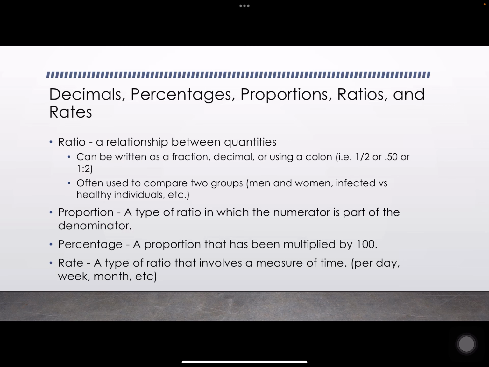Before we get started, let's look at some definitions. A ratio is a relationship between quantities. We will work with these more in the 2x2 table section as decimals, but they can also be written as fractions or using a colon. A proportion is a type of ratio in which the numerator is part of the denominator. In other words, the top number of the fraction is part of the whole population represented in the denominator. Most of you will be familiar with percentages, which are just proportions multiplied by 100. Then we have rates, which are ratios that involve a measure of time, like 100 new COVID cases per week.